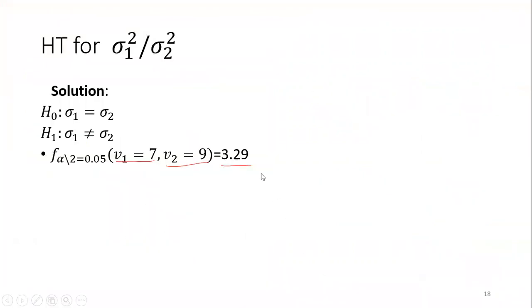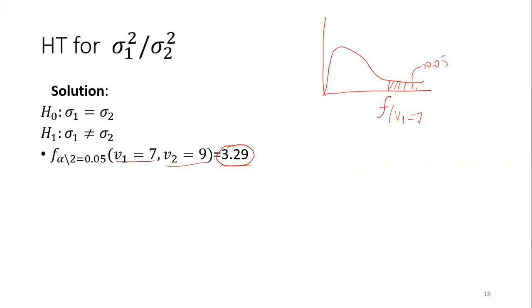Okay, just go back here. So this is 3.29. This is the F value which leaves an area of 0.05 to the right. Let me just plot it. This is 0.05. Well, this is the F random variable with how many degrees of freedom? V1 equal to 7, V2 equal to 9. Why 7, why 9? Because this is n1 minus 1, which is 8 minus 1, 7, and this is n2 minus 1, which is 10 minus 1, equal to 9. So this value is equal to 3.29.